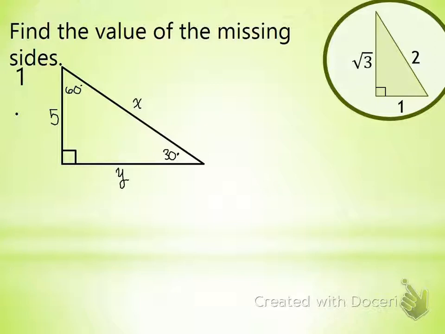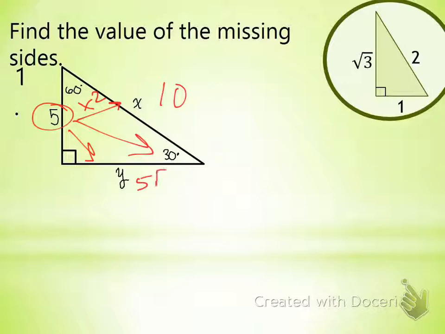So here we are. We're given the short leg, and I know it's the short leg because it's across from a 30-degree angle. Since the short leg is 5, the hypotenuse is going to be twice as long, 5 times 2, so the hypotenuse is 10. The long leg is radical 3 times the short leg, so 5 radical 3. And that's it. We've got our 2 side lengths.